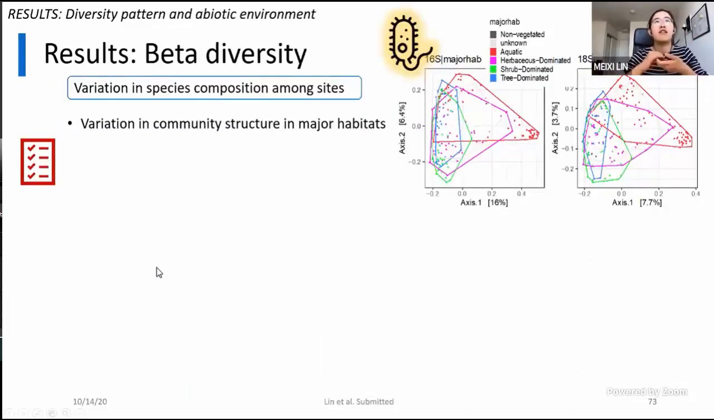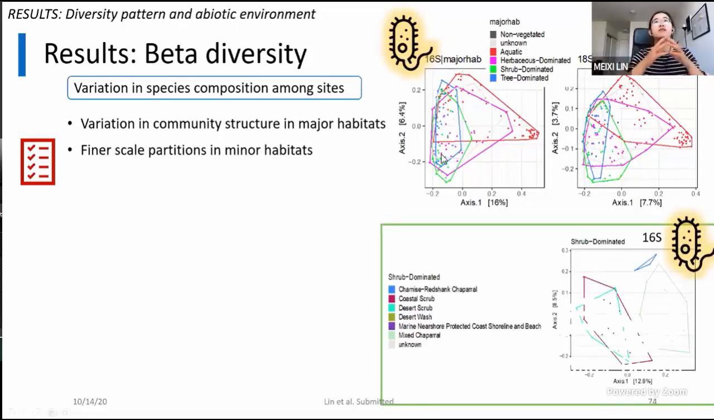To understand the diversity pattern and the abiotic environment, we explored several layers. Here, I'll be focusing on the variation in species composition among sites, which we also call beta diversity. We found variation in community structure in major habitats, as shown on this plot on the right. However, you can still see significant overlapping of sites. So we decided to zoom into each of these major habitats and plot the minor habitat scales. Now you can see there are finer scale partitions in minor habitats.